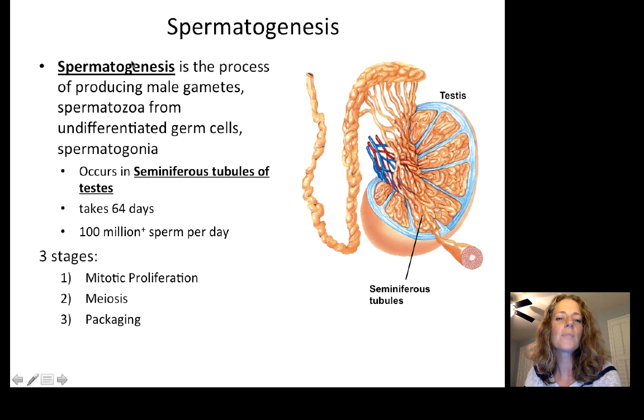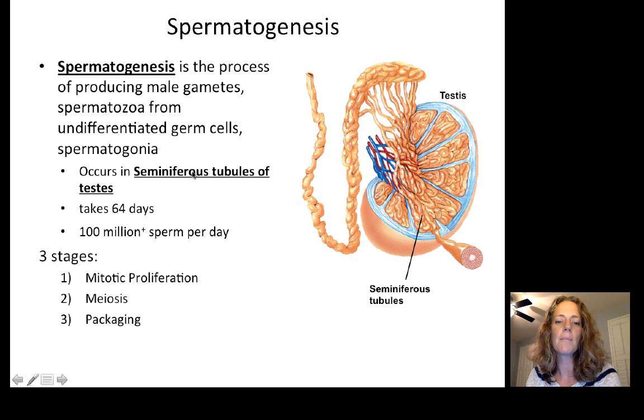So first, spermatogenesis. So spermatogenesis is the process of producing male gametes, or spermatozoa, from undifferentiated germ cells. Those undifferentiated germ cells are called spermatogonia. So I want you guys to go through these stages of spermatogenesis and memorize the names of the different cell types and think about where this is actually occurring in the male reproductive system.